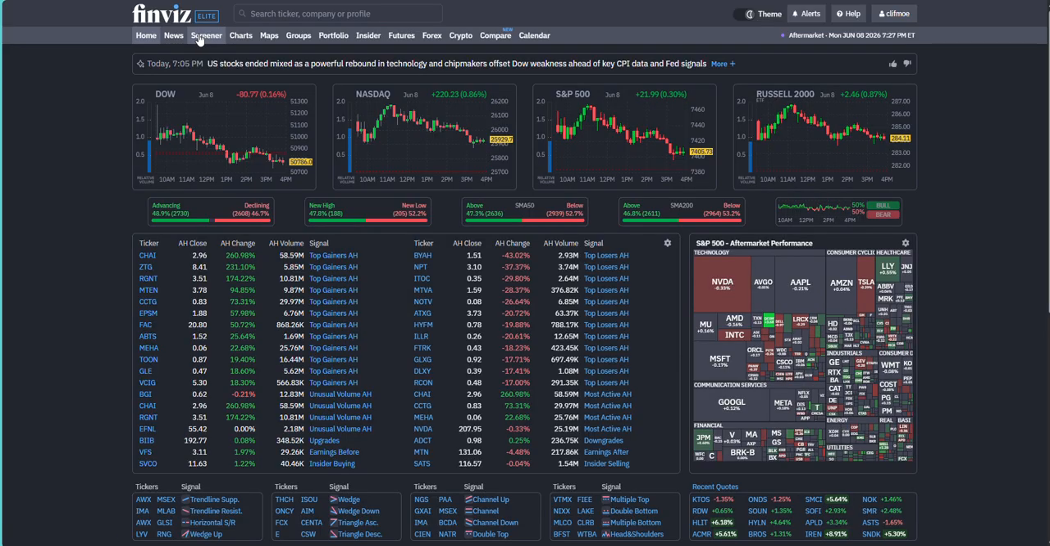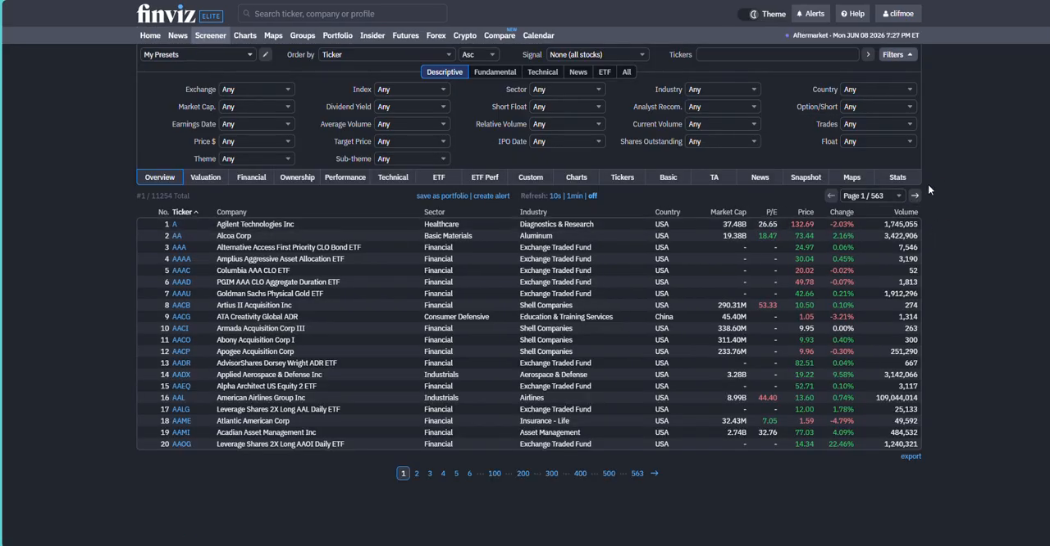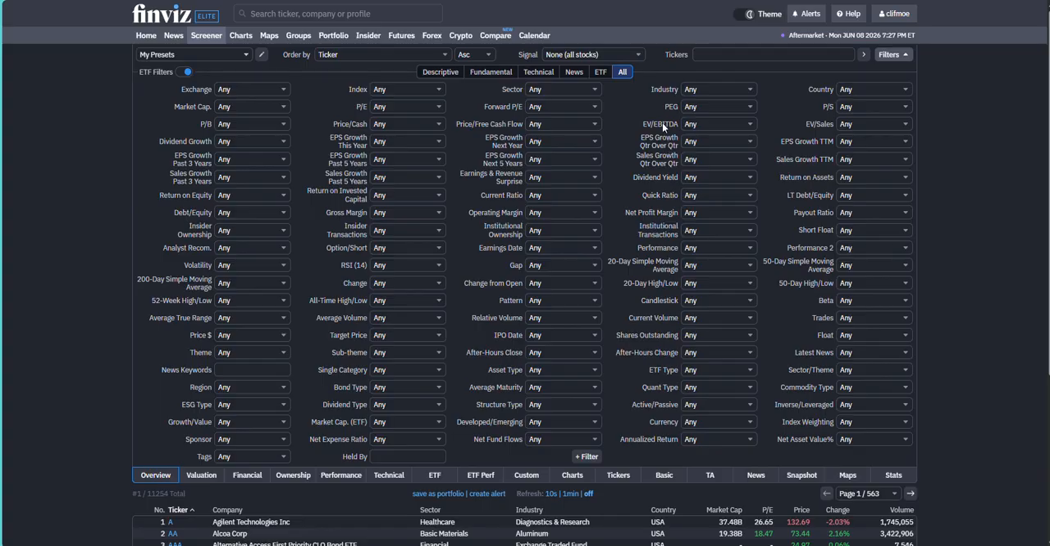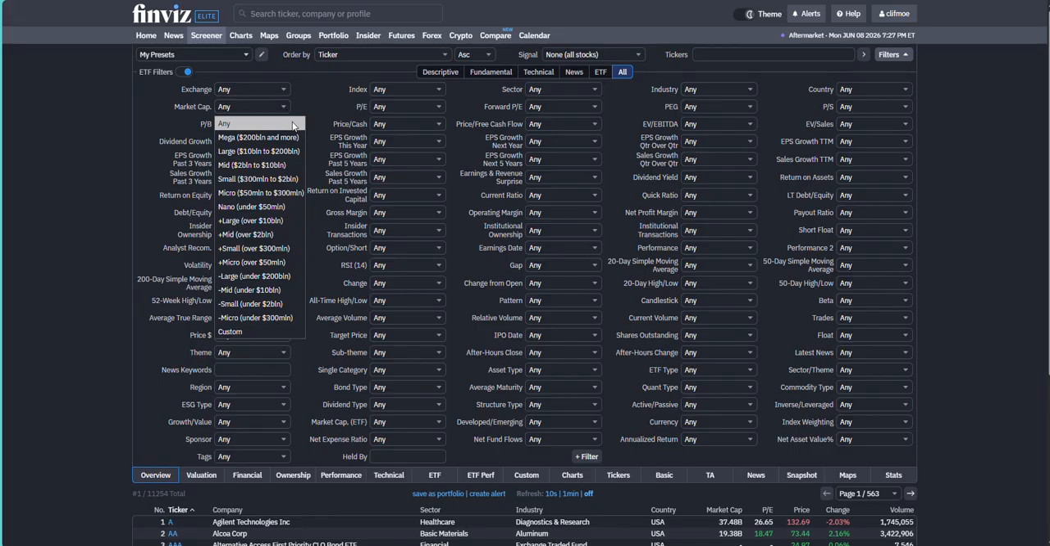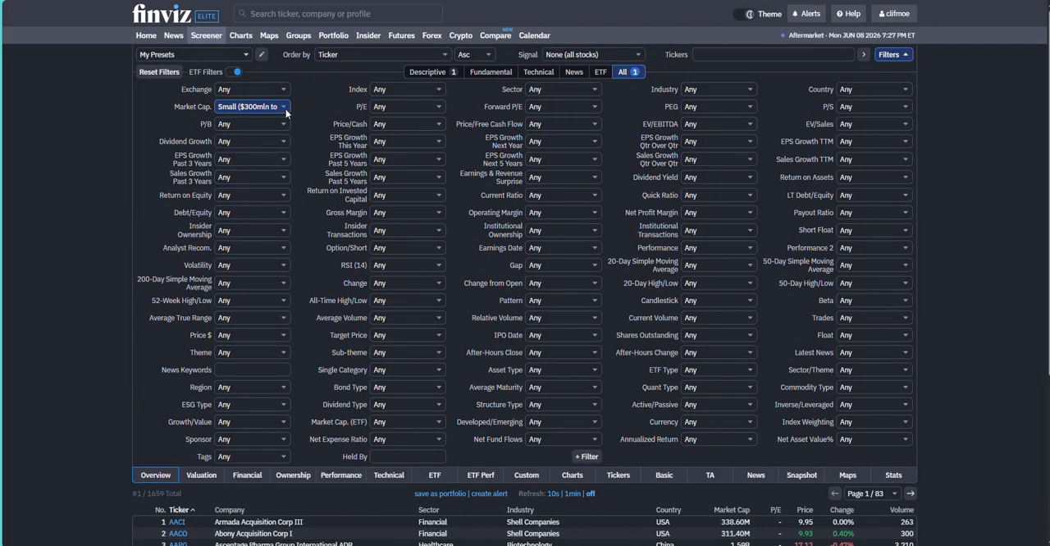Alright, as far as the screener goes, this is one of the ways I find my picks. First off, click all. That brings down the whole filter settings. The next thing, 7 settings I use. Market cap. I always go with mid. Oh, that was small, sorry. Mid.